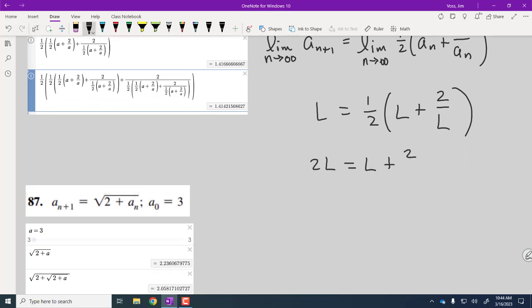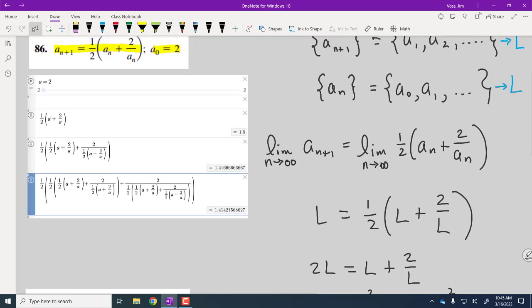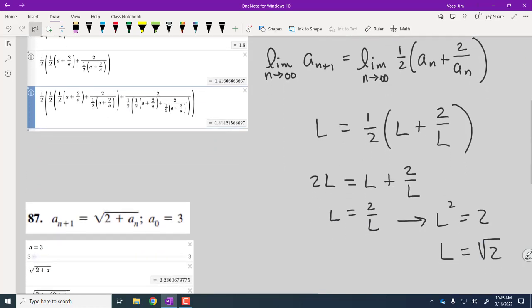So I'm going to multiply both sides by 2. We want to get all the L's on one side, so I'm going to subtract an L. So we get that. Multiply both sides by L. That's going to give us L squared equals 2. So L is going to be the square root of 2. I know it can't be negative square root of 2 because these are all positive numbers. There's no way to create a negative here. We're not subtracting. So what this says is that the limit of this sequence, assuming it exists, is square root of 2.